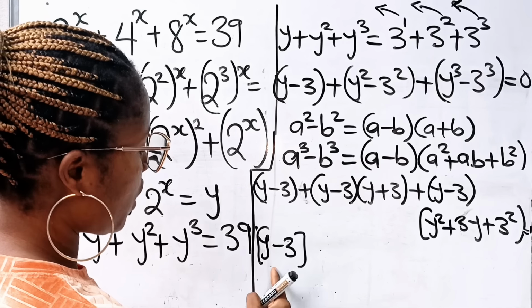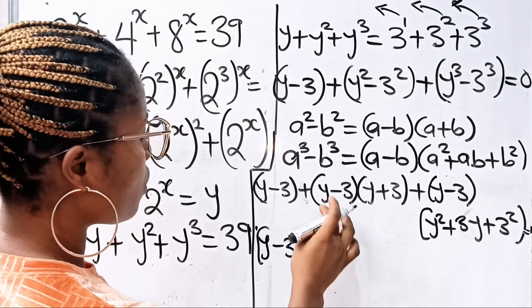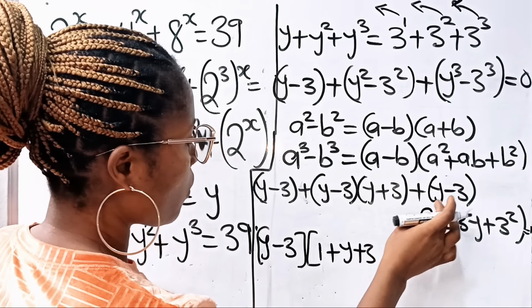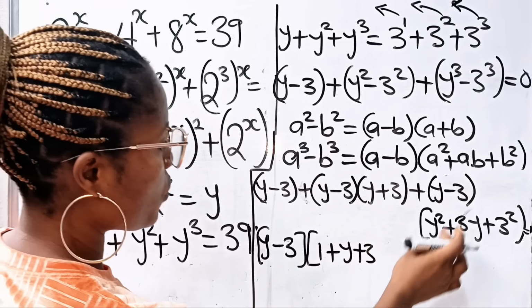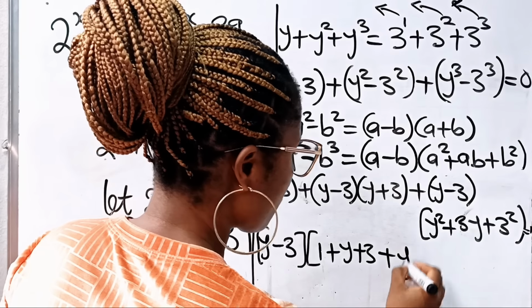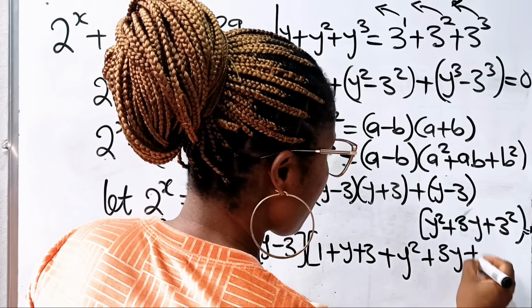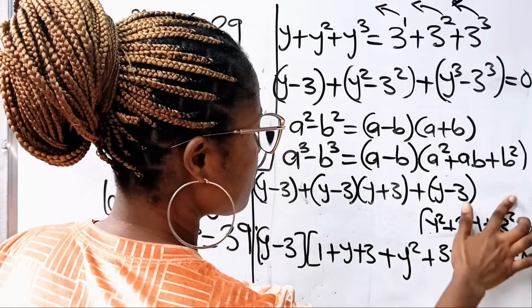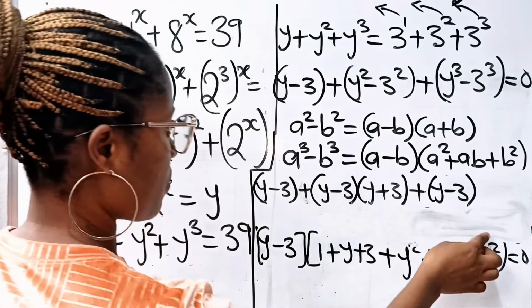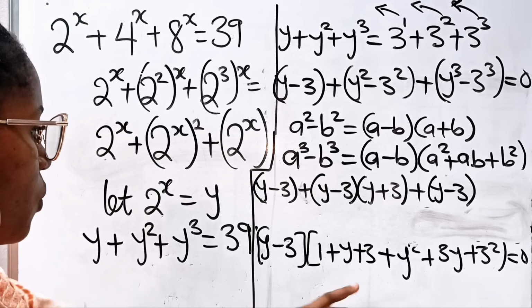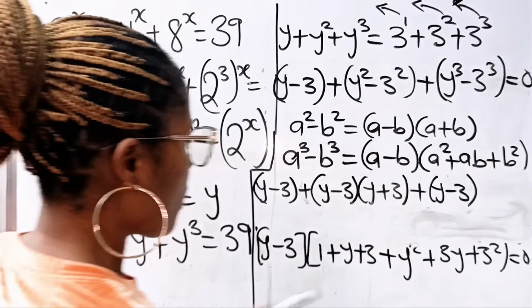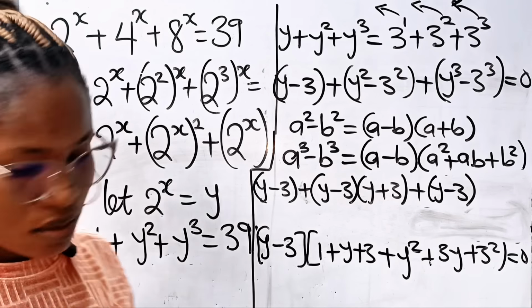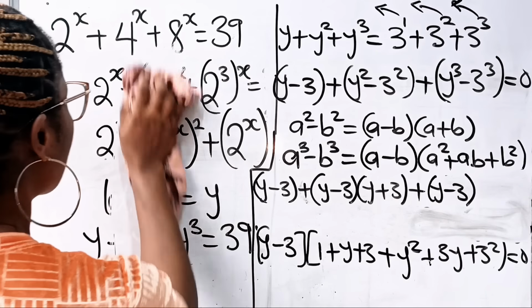Now, when this is divided by this, we have 1. When this is divided by this, y minus 3 is removed and we have y plus 3. When this is divided by this, it is removed and we have y squared plus 3y plus 3 squared is equal to 0. Now I'm going to clean this so that I will have a clear model. So this is what we have now. Moving forward, you can see that we can simplify this bracket.